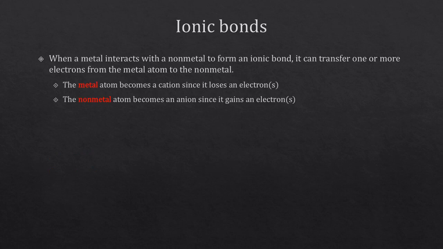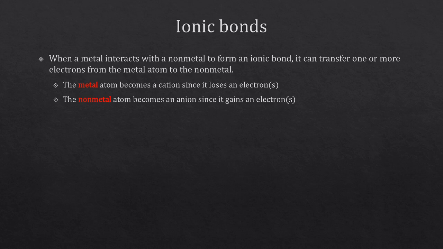So when a metal interacts with a nonmetal, it can form an ionic bond. It does this by transferring one or more electrons from the metal atom to the nonmetal. So the metal atom becomes a cation since it loses an electron. The nonmetal atom becomes an anion because it's going to gain an electron.